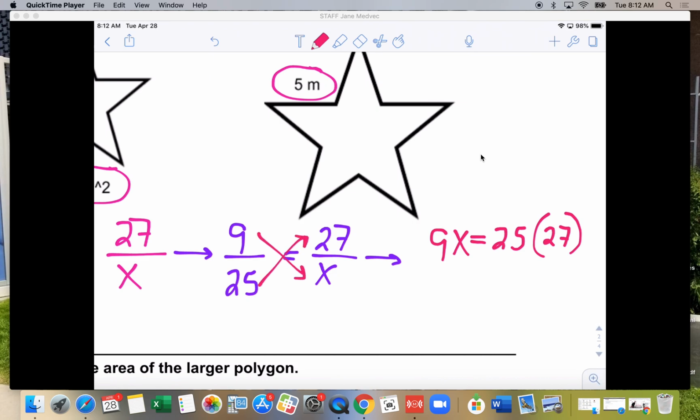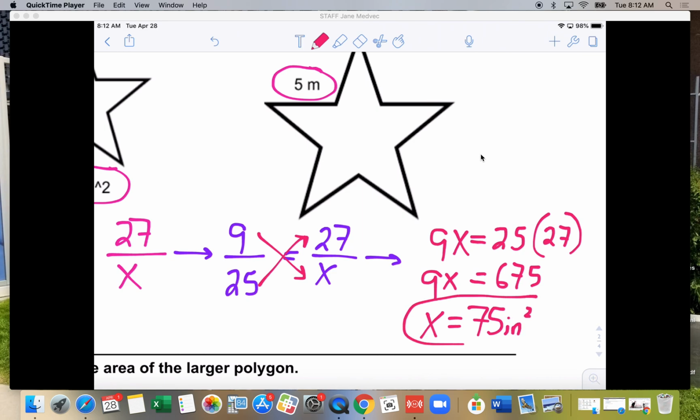I would rather you write 25 times 27 because what students will do is they'll put it wrong in the calculator, and I don't know if they grabbed the wrong number. I don't know if they multiplied wrong. Like, I don't know what they did wrong. So I really encourage you to write 25 times 27 and then go ahead and work it through. So x is going to give me then 75, and it's going to be inches squared. And that is the area of the larger figure.